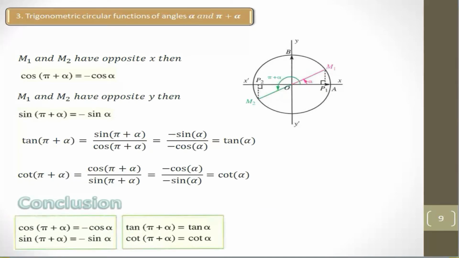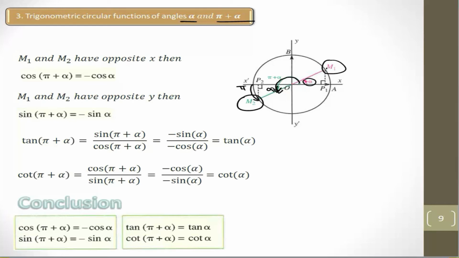Again, we can deduce some other rules, which are alpha and pi plus alpha. If M1 has angle alpha, then pi plus alpha is pi till here plus alpha, so we add the same value of alpha here. This is angle alpha, so pi plus alpha is all of this. So anyway, M1 is here and M2 is in this location here.